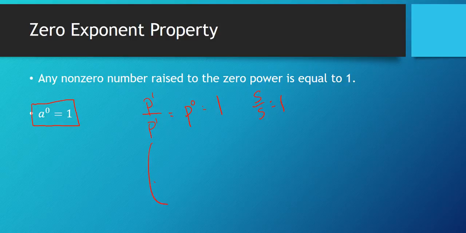So you could have something ridiculous, like 2x y to the third over 4z. If it's all raised to the 0, it's the easiest problem. It's just going to be 1.